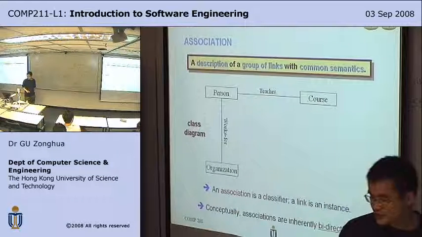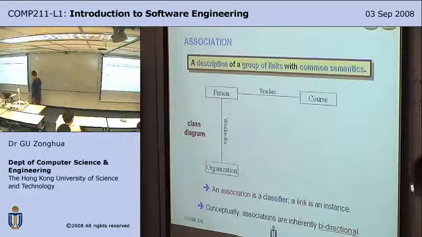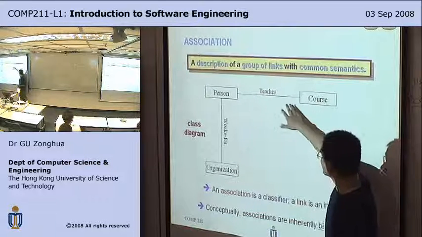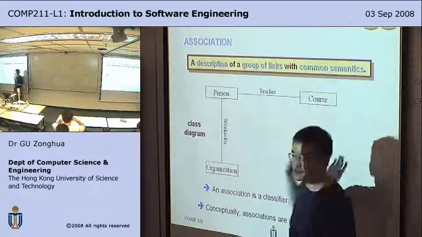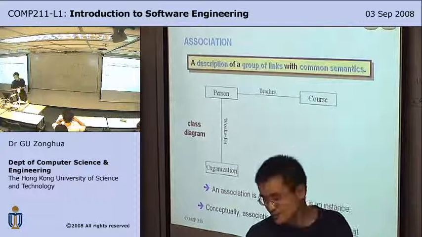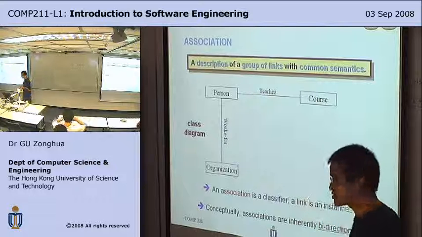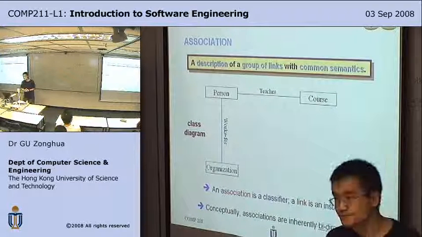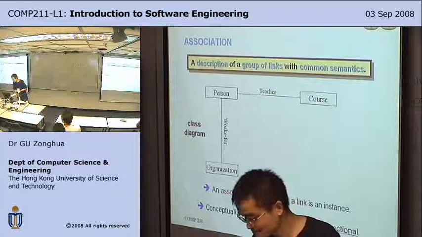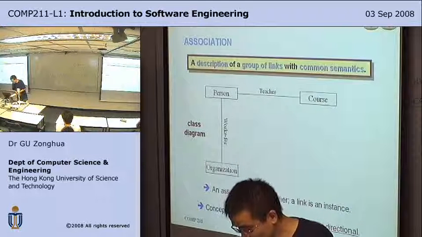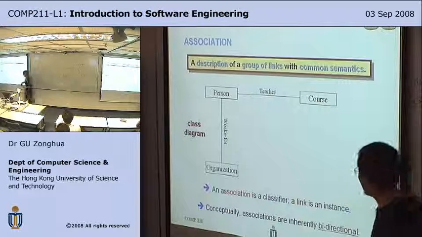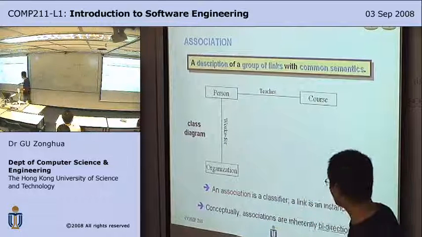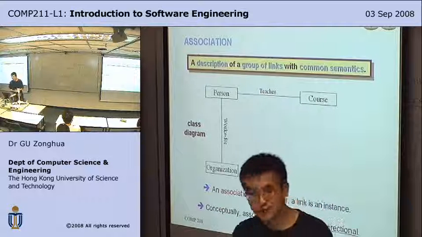So conceptually, associations are bidirectional. That is, you can navigate from person to teaches to courses through this association, and also in the reverse direction. So you can look up what course a person is teaching this semester, and at the same time you can look up what person is teaching this course, right? Unless you have an arrow on either end, then it's one directional. But without arrows, this is a bi-directional navigation of associations.